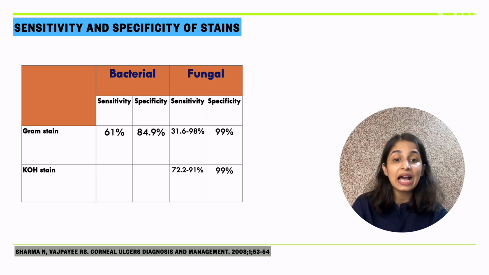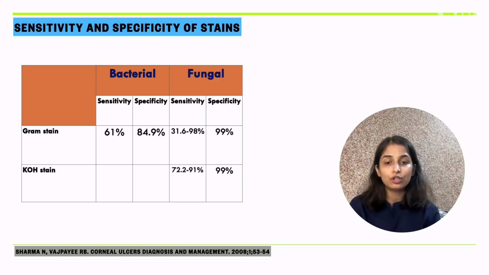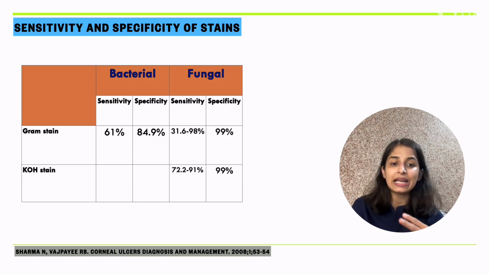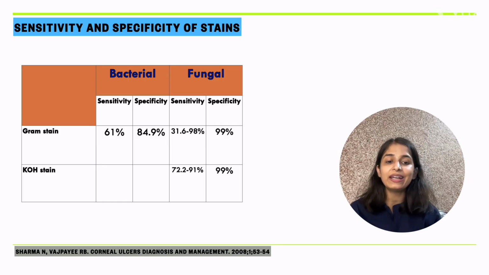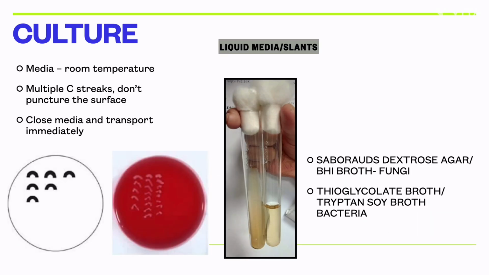For fungal keratitis, KOH has the highest sensitivity and very high specificity in this data set, making it particularly useful for rapid detection of fungal elements. So these values vary between studies and depend on ulcer size, specimen quality, prior treatment and lab technique. Therefore, stains provide rapid guidance, but culture remains important for confirmation and treatment planning.